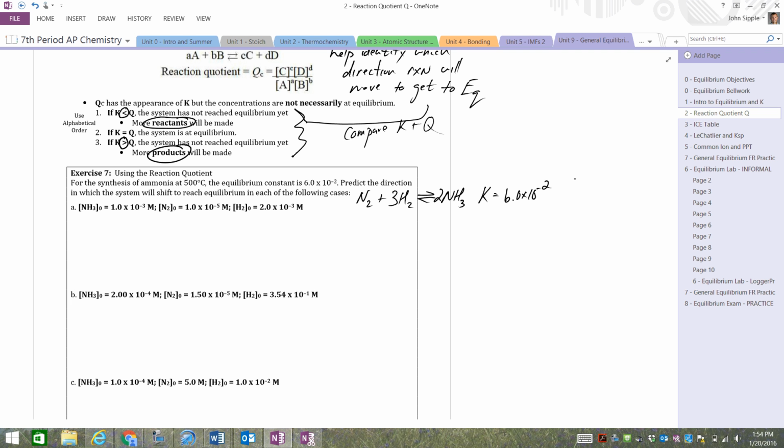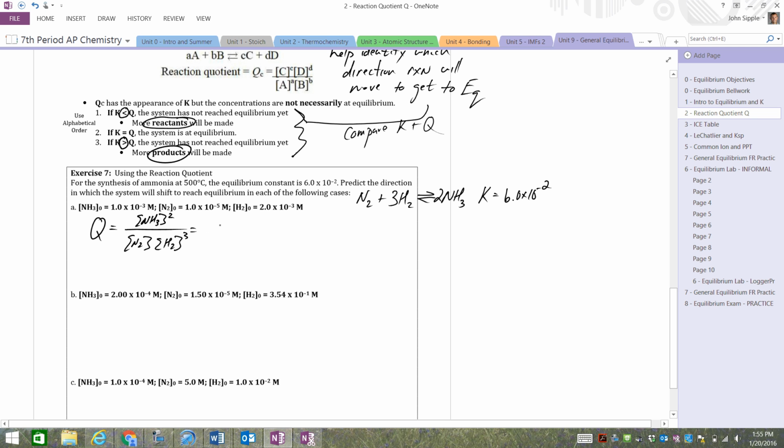And they're asking which way the reaction is going to move to get to equilibrium. So we don't know where the reaction's at. We don't know if it's at equilibrium. So we have to calculate Q. And Q works the same way as K does. So it's products over reactants, and that means it's going to be the concentration of NH3 squared over the concentration of N2 times the concentration of H2 cubed.